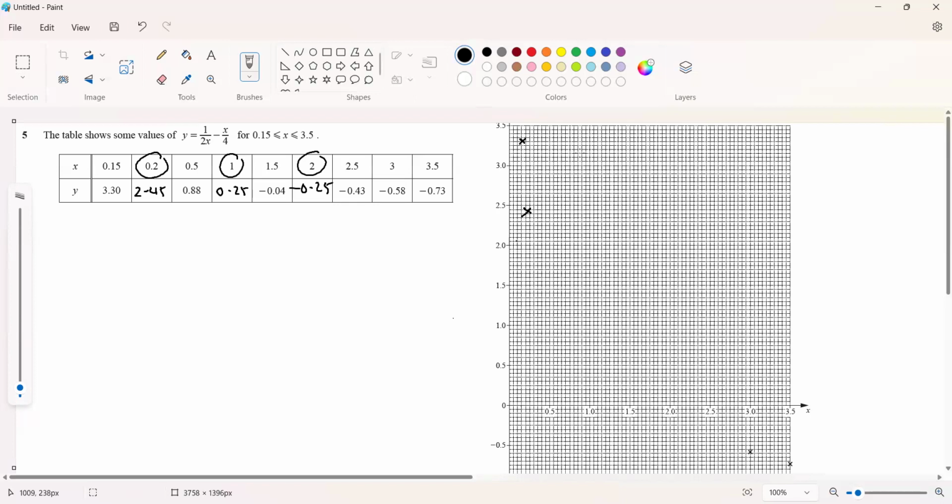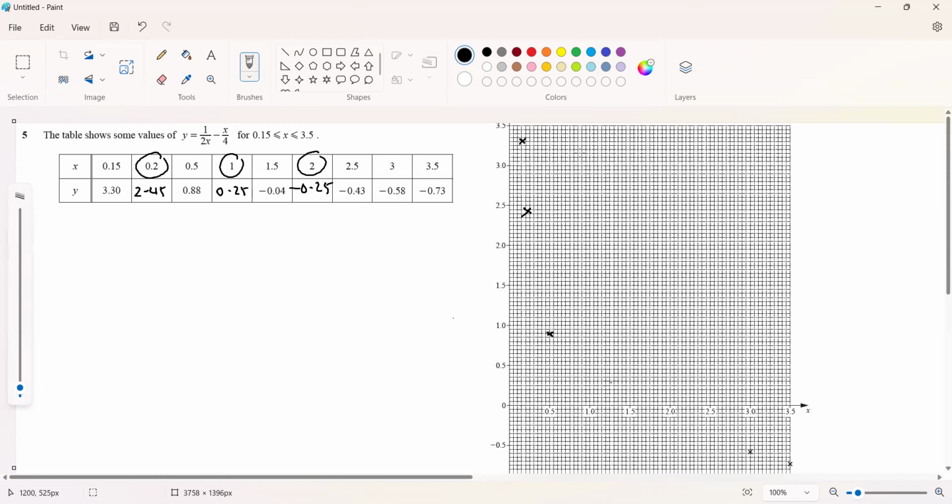And then we have 0.5 and 0.88. If you can't get the value of 0.88, you can round it up because it's pretty close to 0.9. So we can roughly round it up to 0.9. So we can get our plot somewhere around here. So 0.9 is somewhere here, right? So that's three coordinates plotted.